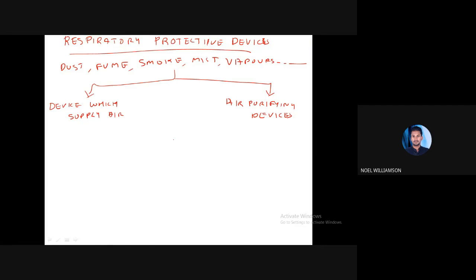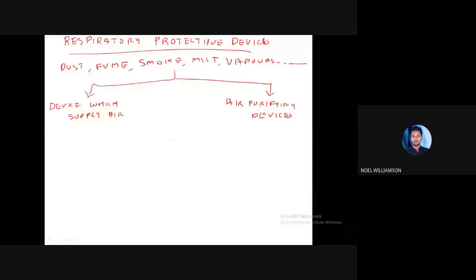Sometimes for a person working in mines or in various other hazardous environments, if the device is supplying fresh air, then these types of devices come under the first category, that is, the devices which supply air.